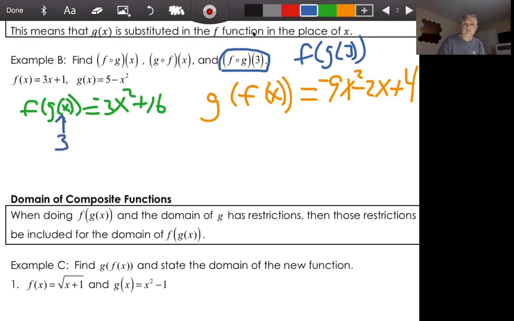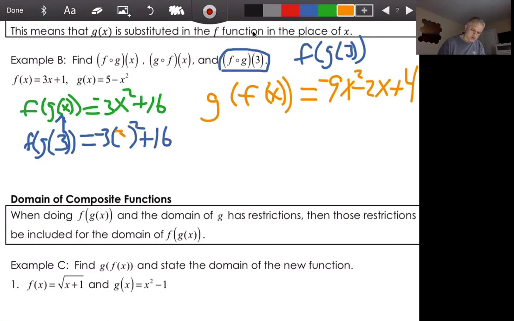We want f of g of 3, not f of g of x. Because we already did the work for f of g of x, I'm going to say f of g of 3 equals -3 times x squared plus 16. But we know that we don't want x, we want 3. So now we're going to simplify. PEMDAS says exponents first, so that's 9 times -3 is -27 plus 16, which gives me -11.